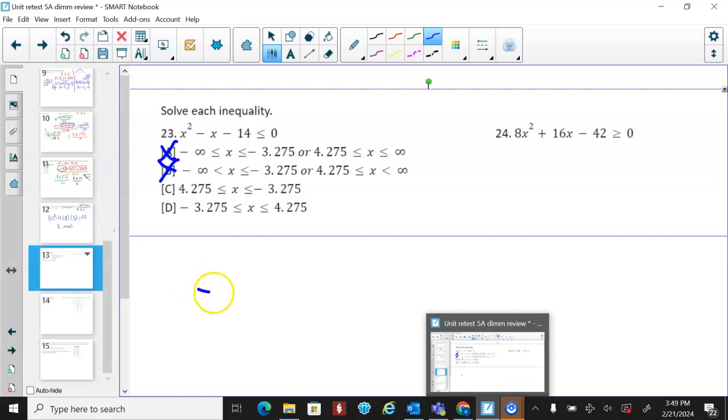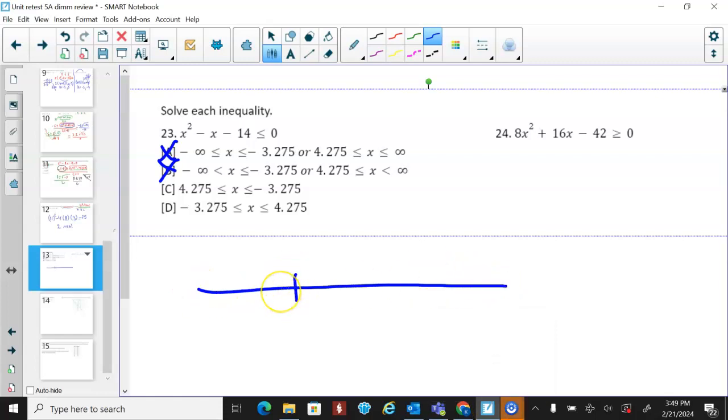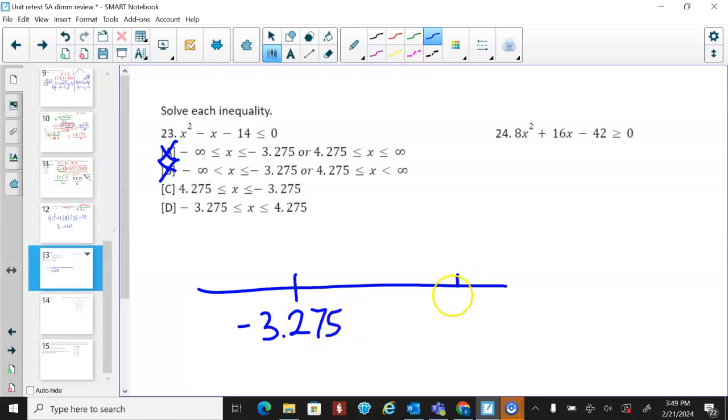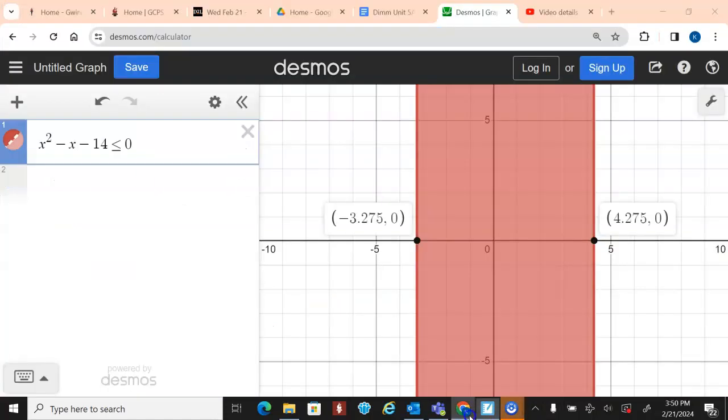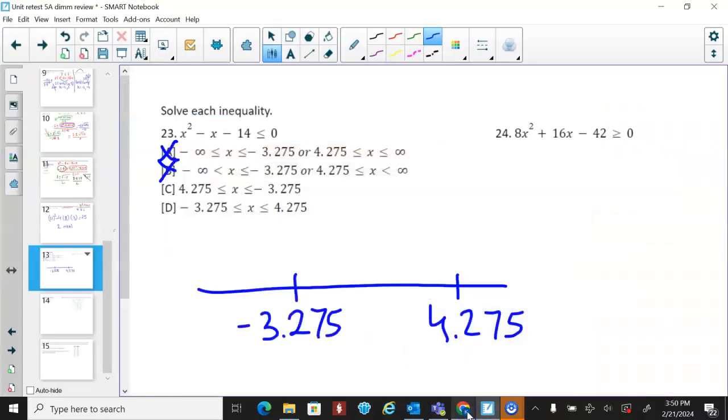And we know that the points were, because I wrote them down right here, negative 3.275 and 4.275. When I'm looking back right here, guys, I get negative 3.275 on the left and 4.275 on the right. And again, it is shaded in the middle. So I'm going to be in between the points, so it has to be D because it comes from negative 3.275 and ends at 4.275.